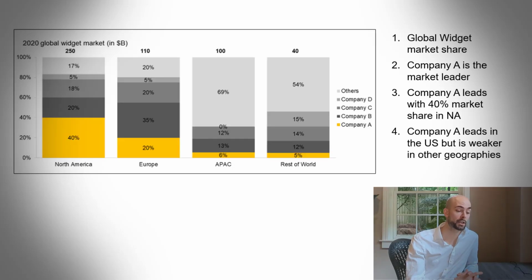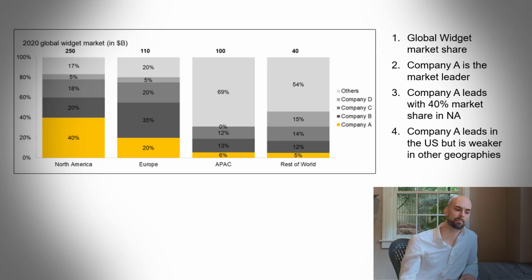Welcome back. Here on the right-hand side, I put down a few example titles. Number 1, global widget market share. I don't think that's a good title. This is exactly the descriptive title that a lot of people use, that I see a lot, and that are fairly ineffective. They describe what you see on the slide, the type of information, but they don't tell you what the message is and what the takeaway of the slide is.